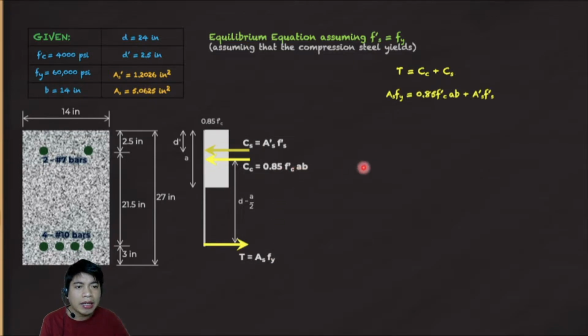So ayun na nga. And then, take note that we are going to use Fs prime equals to Fy, kasi ina-assume natin that the compression steel is going to yield. Okay?